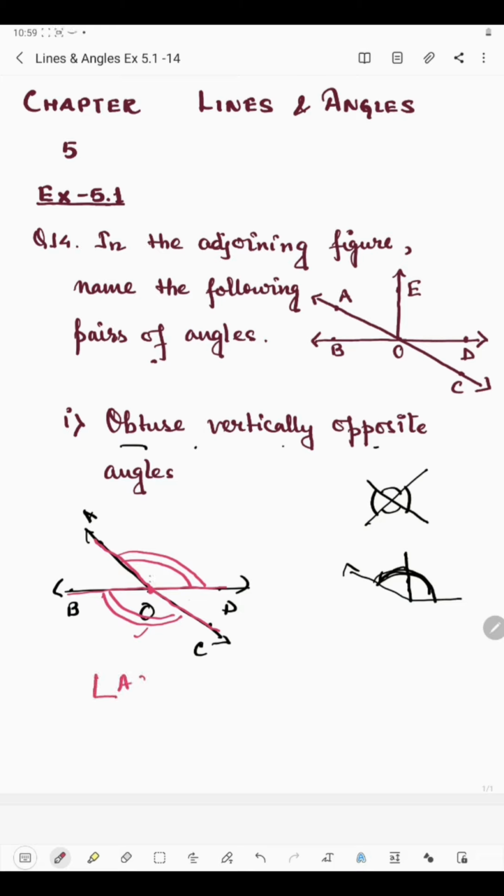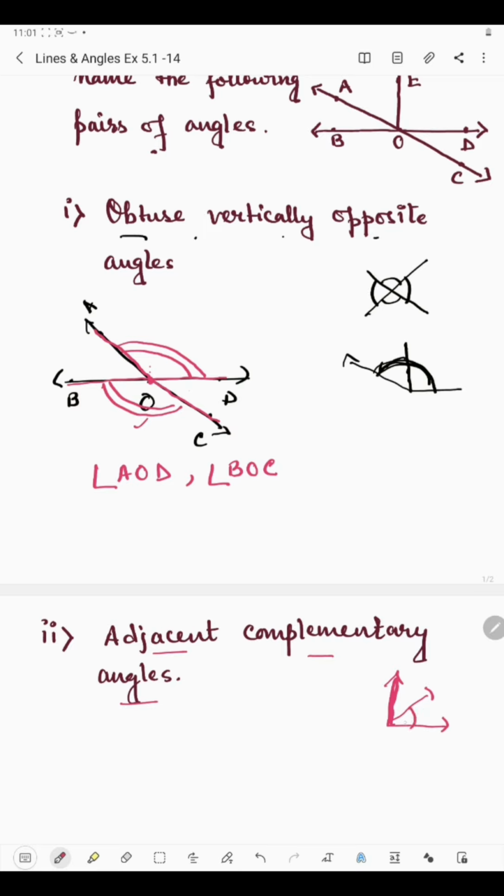Now in the next part we have adjacent complementary angle. Now adjacent means the angle which is beside. Okay, like here, if I draw like this, this is suppose angle 1 and this is suppose angle 2. So these two will be adjacent as this is the common vertex and this is the common arm, right? And complementary angles mean the sum of two angles is 90 degrees.